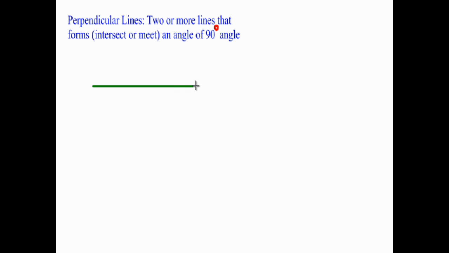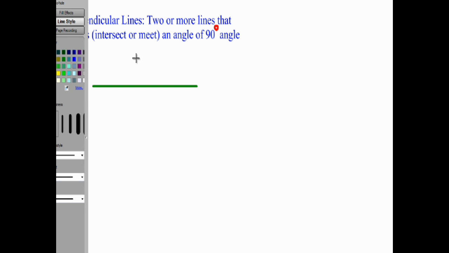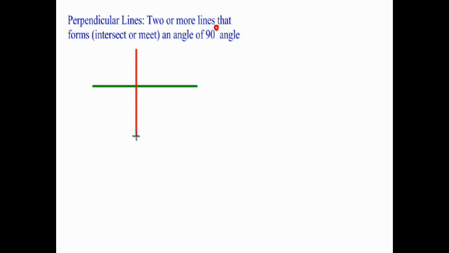I think this is pretty much straightforward. So let's say I have a line here. Okay, let me change the color. Now let's say I have a green line, and my green line is a horizontal line, and let's say I have a red line, for example. So this is my red line. Now if you notice what I have here, my red line is a vertical line, meaning that it is running from top to bottom. My green line is a horizontal line. It is running from left to right. Now, the red line and the green line meet at an angle of 90 degrees.